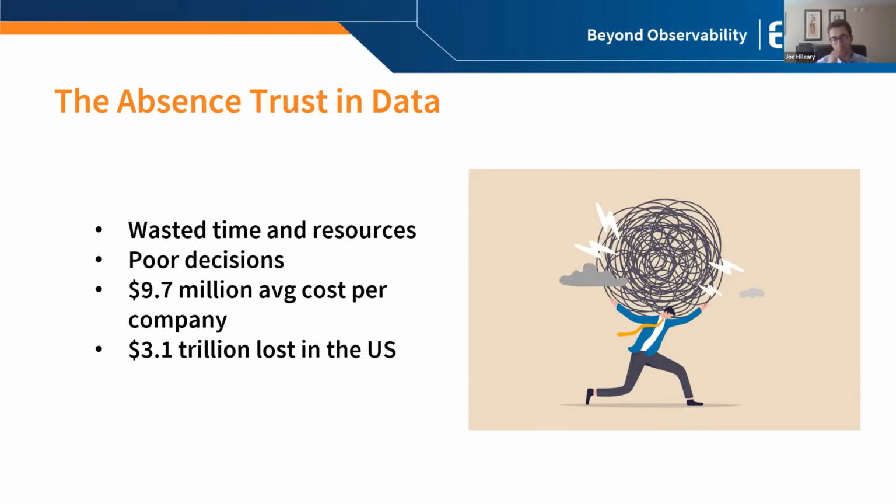And so, Gartner talks about 9.7 million as an average cost per company across industries. Again, it's just based on data that can't be trusted, so it's not being used, time wasted dealing with poor quality data. And so the more we can get in front of it, the more we can sort of alleviate that concern, the more we're truly saving for our businesses.